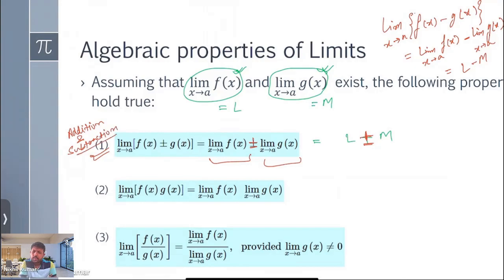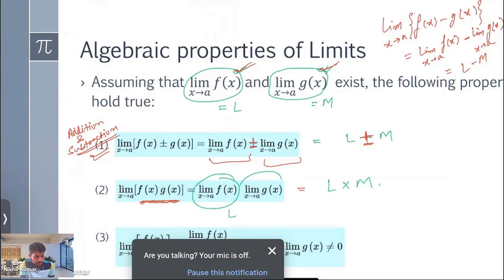Now, how to find the limit of a function where we have a product of two different functions? If I have the product of f of x and g of x and I have to find out the limit of this product, the limit of this product is going to be the product of limits. That's the second rule, that's the second property. So in terms of L and M, it's going to be L times M, because L is the limit of f of x, M is the limit of the function g of x.